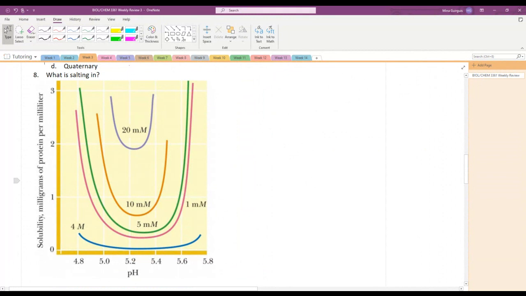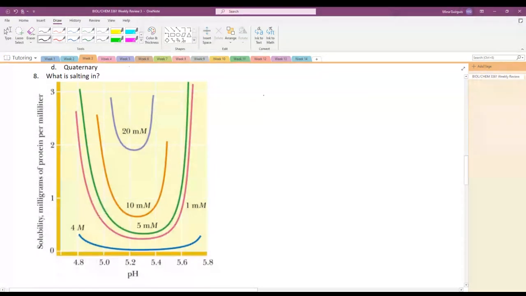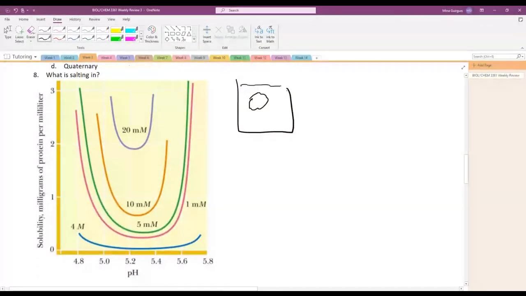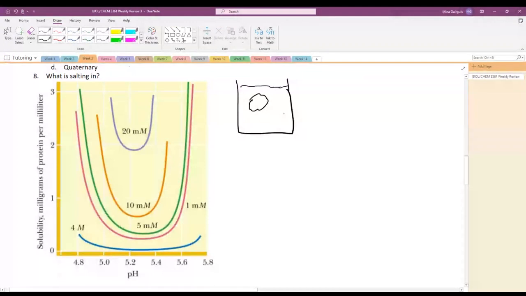Salting in is this idea that something is really soluble under certain conditions. So if I have this protein, and I'm just going to draw some random shape, and I put it in water, and it doesn't want to dissolve, I can add sodium chloride.